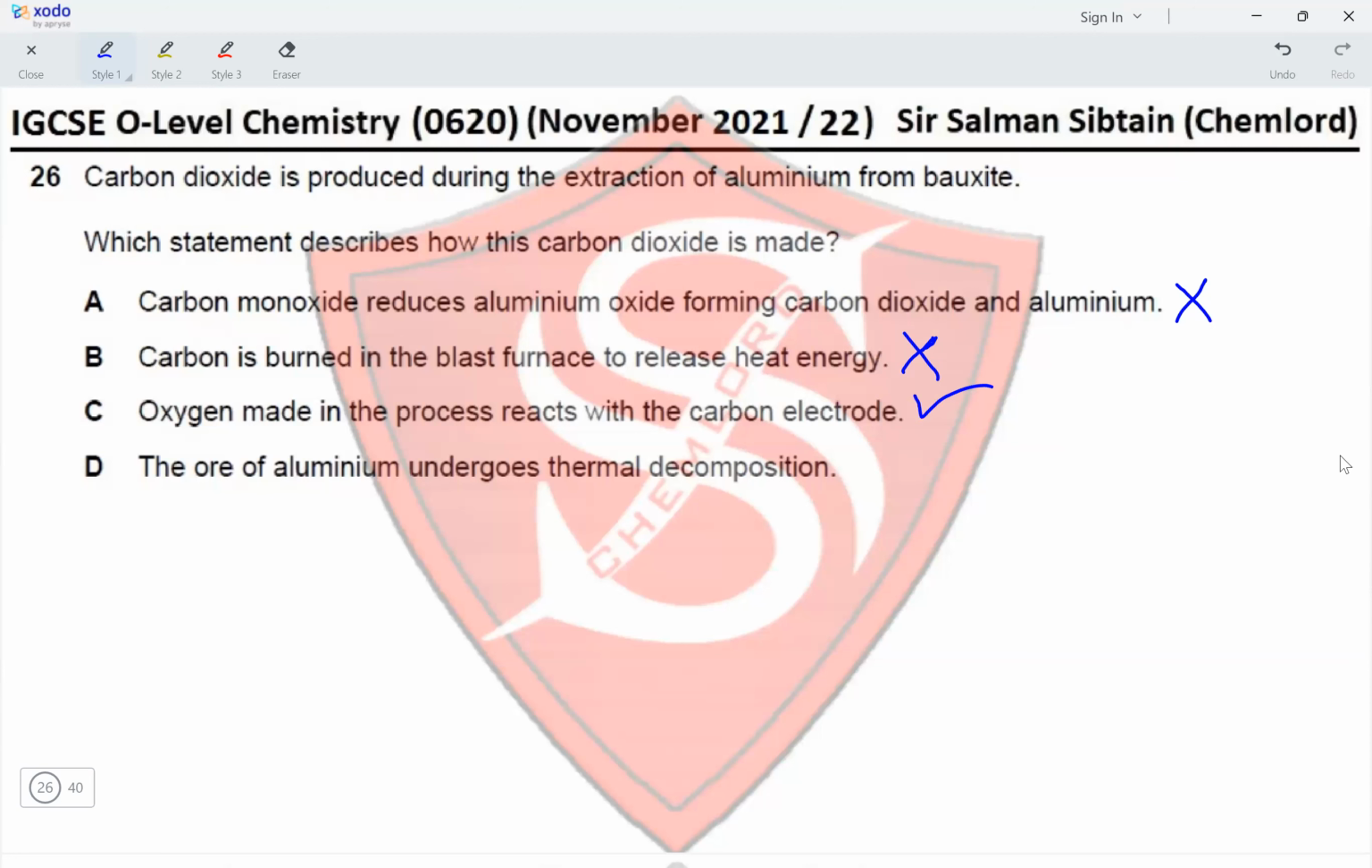The ore of aluminum undergoes thermal decomposition. No, it is electrolyzed to produce oxygen and aluminum. Therefore, the correct option for this question is option C.